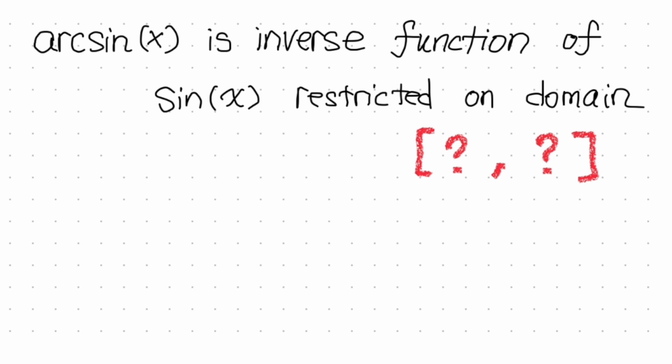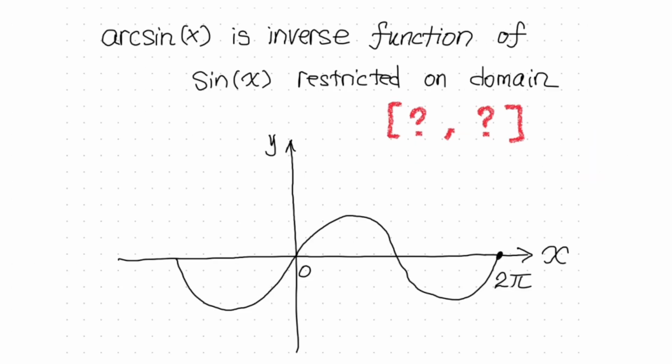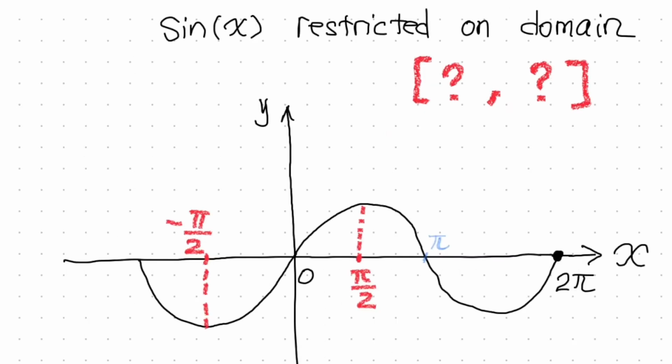Let's talk about arcsine first. It is the inverse function of sine x restricted on certain domain. In order to remember the restriction of the domain, we need to have a sense of what sine x looks like. Let's graph it. Sine x is this wave oscillating between 1 and -1. I remember sine 0 is 0. The period of sine is 2 pi. So half of the period would be pi, and half of that would be pi over 2.